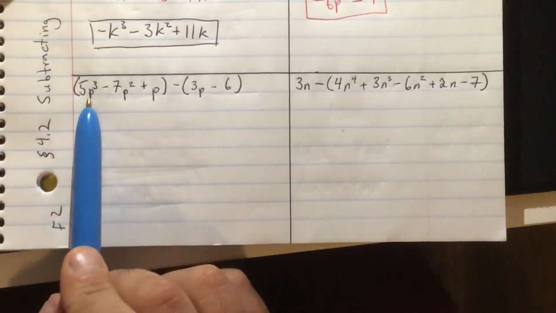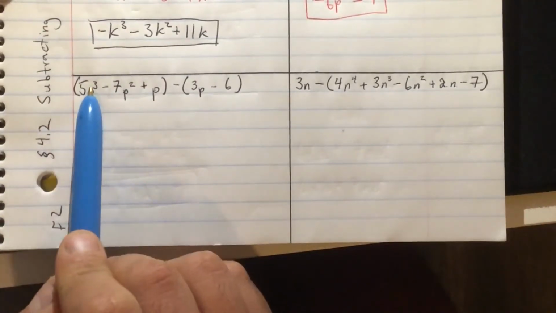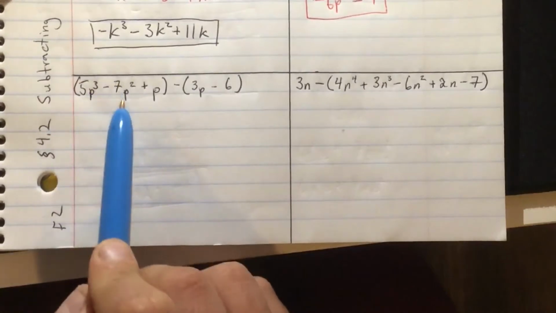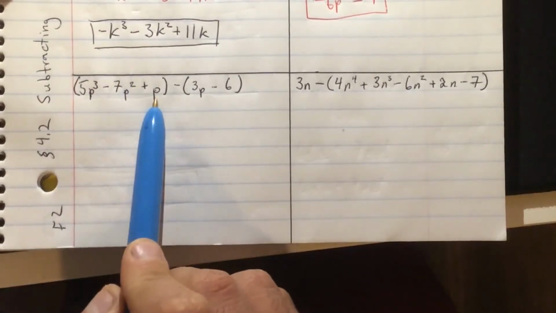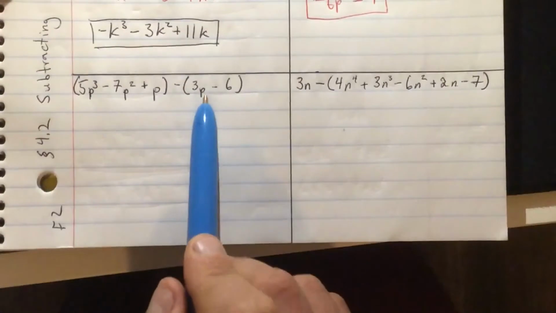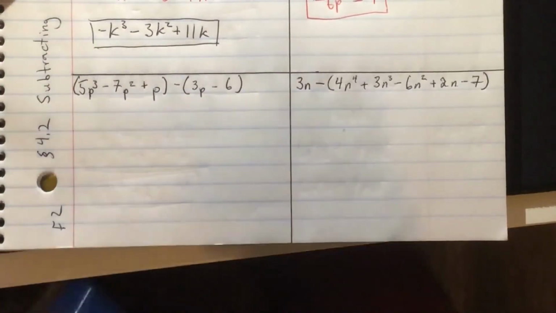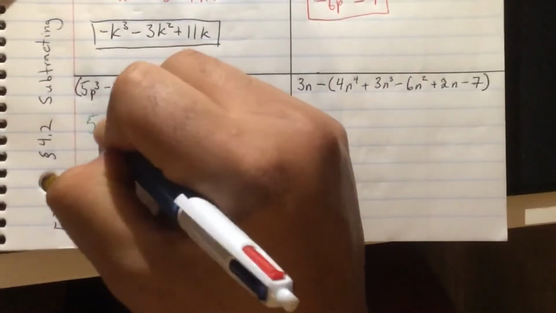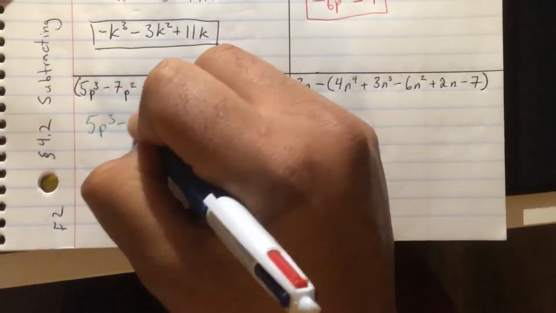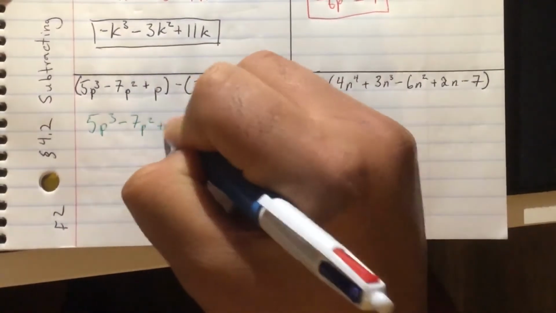We have this one here: 5p cubed minus 7p squared plus p, which is all just in order. In this one we have a p and a 6p. So we're going to go ahead and write the 5p cubed minus 7p squared plus p.